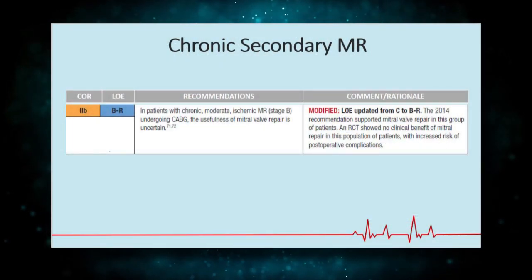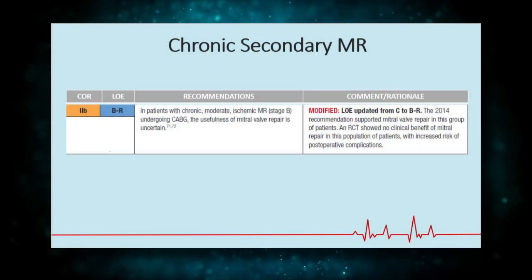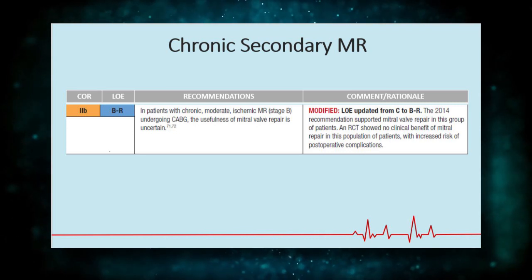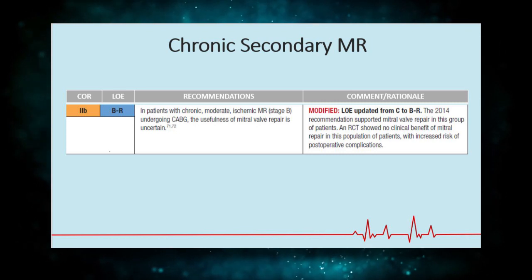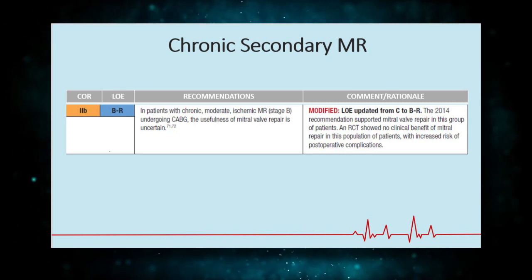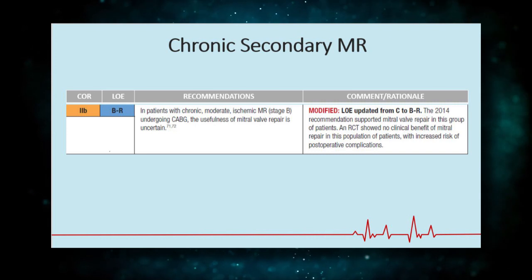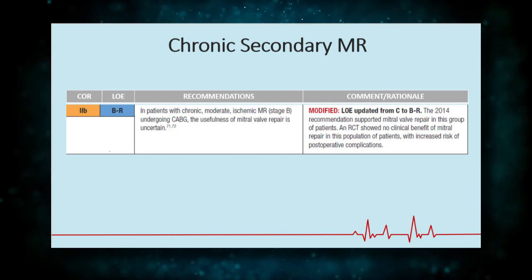In regards to chronic secondary mitral regurgitation, guidelines have now been changed. Patients who have mitral regurgitation due to ischemic heart disease or heart failure, the usefulness of mitral valve repair is now uncertain. The level of evidence has been updated from C to BR. The 2014 recommendations supported mitral valve repair in this group of patients. However, new trials have shown that there's no clinical benefit of mitral repair in this group of population, and also there's an increase in post-operative risks, post-operative complications.